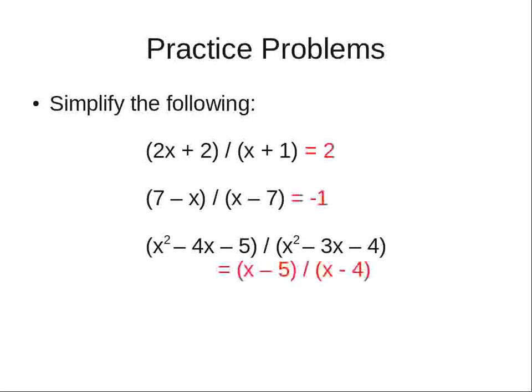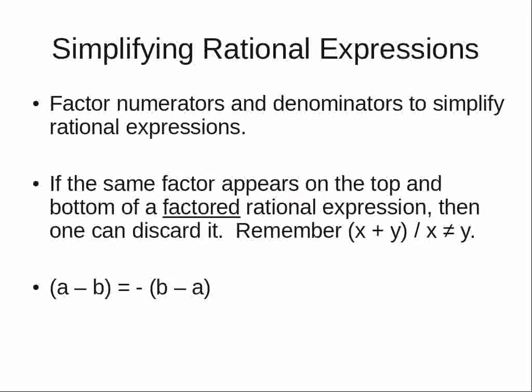Okay, once again, answers and discussion. First one simplifies all the way to the number 2. Second one simplifies to minus 1. The last one simplifies to the binomial x minus 5 divided by the binomial x minus 4. All right, how did I pull that off? Discussion.